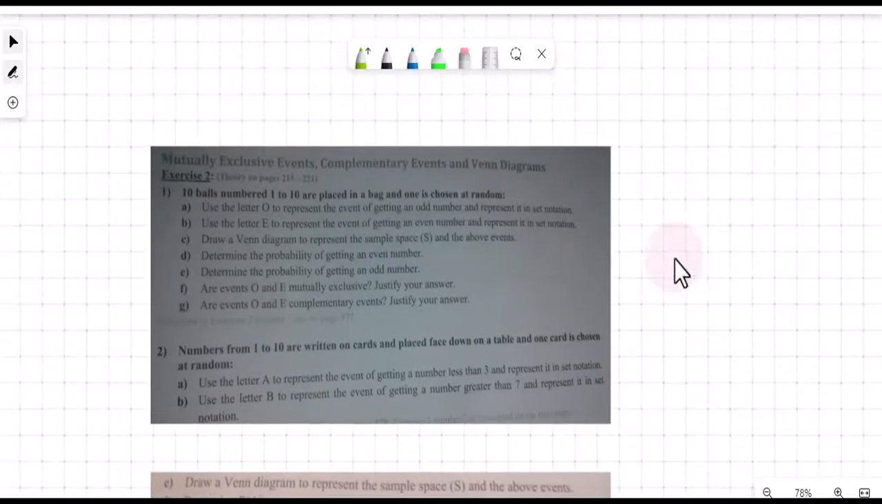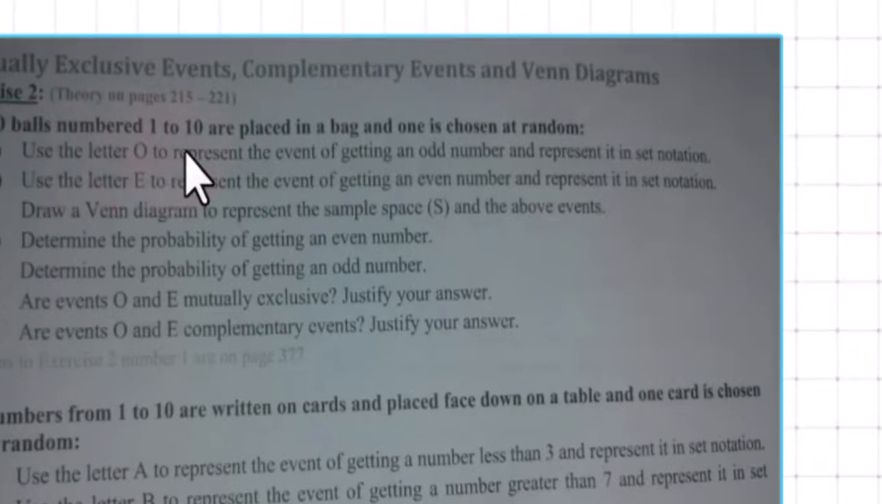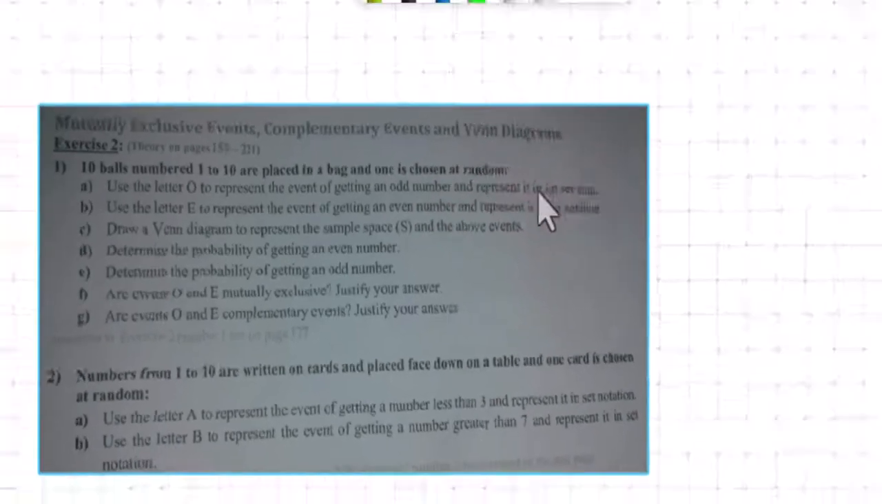Number 1 and 2. So in number 1 they are saying 10 balls numbered 1 to 10 are placed in a bag and one is chosen at random. And then number A they are saying use the letter O to represent the event of getting an odd number and represent it in set notation.